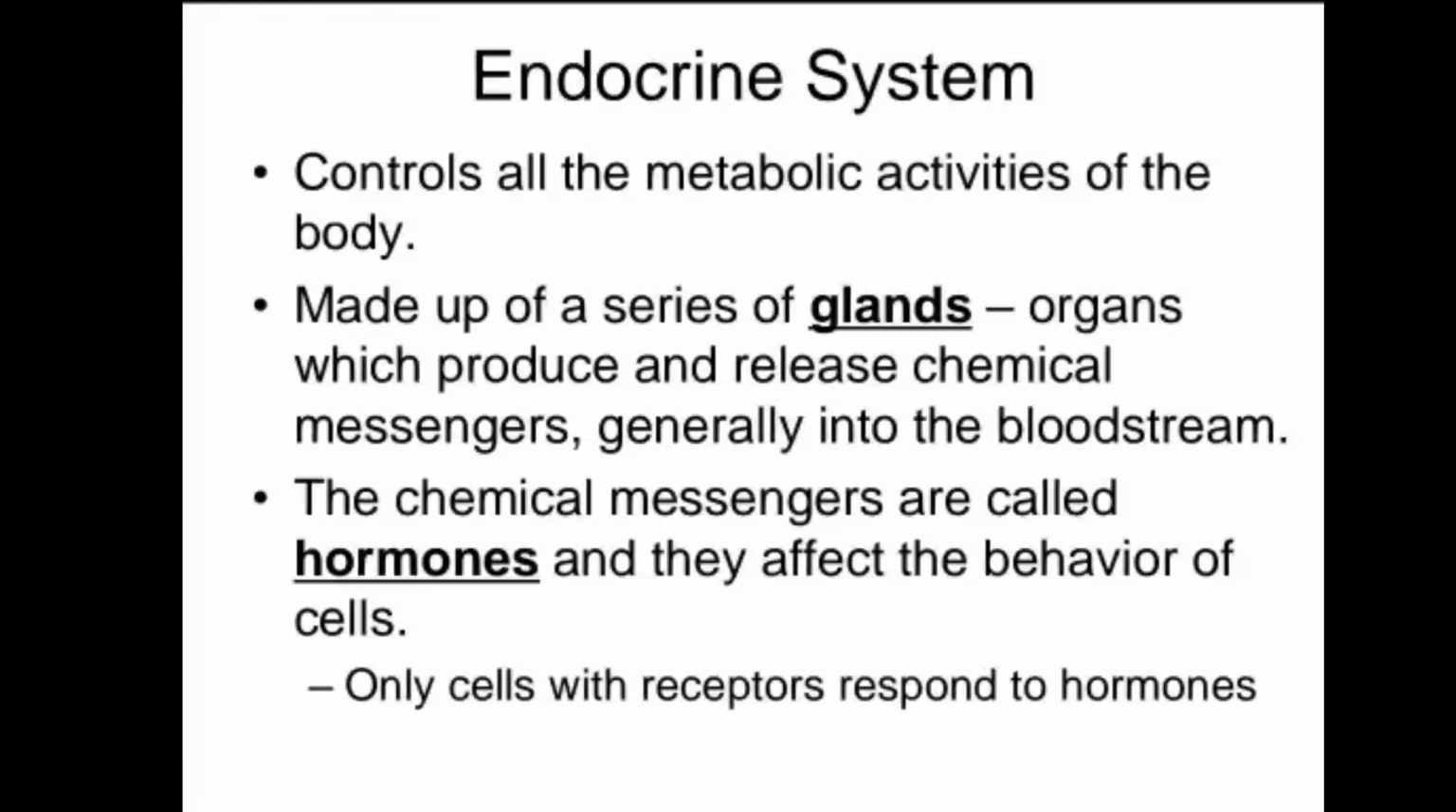Endocrine system controls all the metabolic activities of the body, made up of a series of glands, organs which produce and release chemical messengers, generally into the bloodstream. The chemical messengers are called hormones and they affect the behavior of cells. Only cells with receptors respond to hormones.